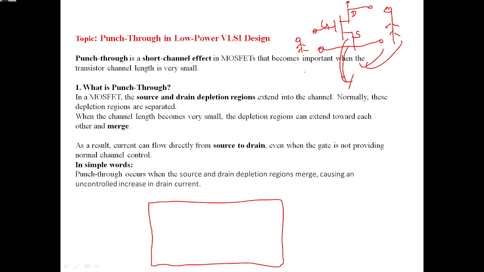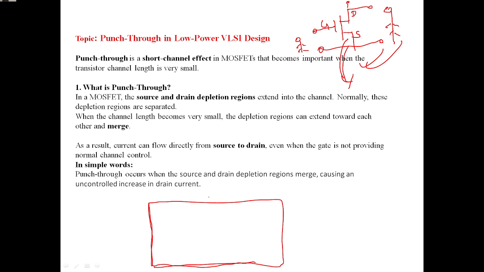So of course in low power VLSI, we need to reduce the power dissipation. But here the power dissipation will exist when this effect is present.